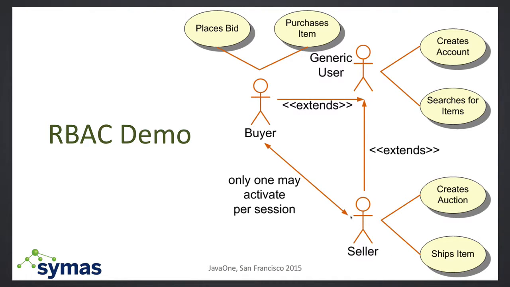And then I'm going to have a constraint here to say one and only one of these roles may be active in the session at a time, because there's some kind of conflict of interest going on where we don't want any particular user to have both. This is contrived, but it's just giving you an example of what we can do.